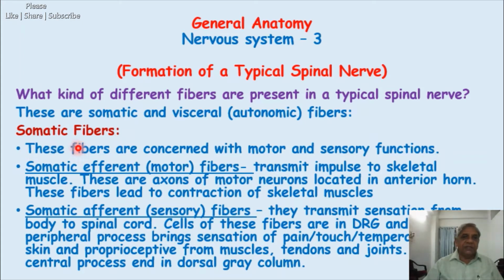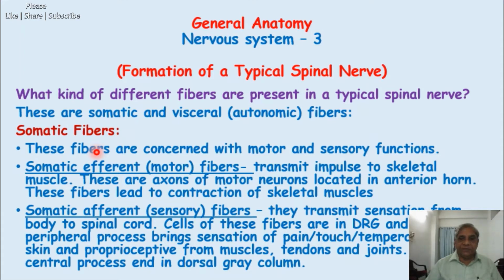All these are the sensory fibers, somatic from the trunk, from head and neck, and from the limbs. So, the major portion is somatic fibers. Now, two types of somatic fibers are present here: somatic efferent or motor fibers.